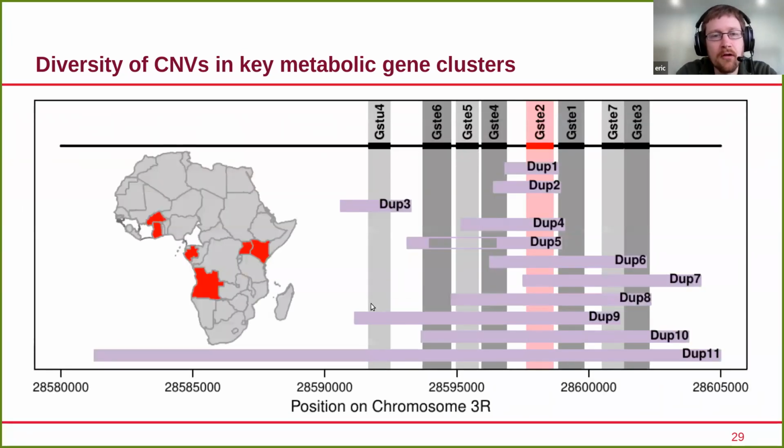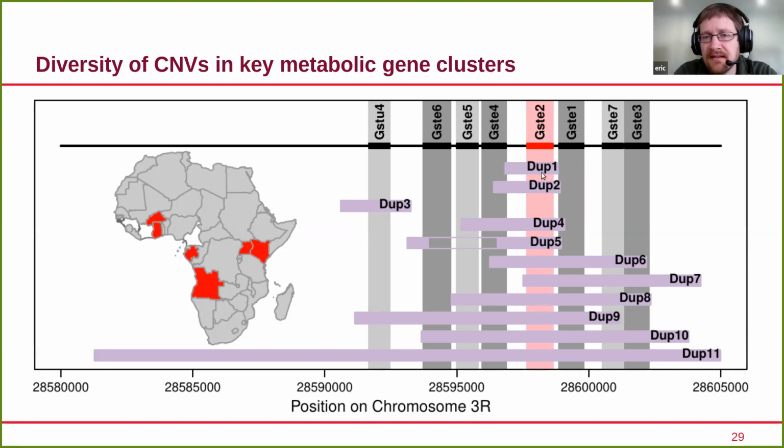And what we found was that there were a lot of CNVs, and again, they were concentrated on the genes involved in metabolic resistance. So this is the cluster of GSTE genes, and we found 11 separate CNVs, which we call DUP1 all the way through to DUP11. Each row here is one of the different CNVs that we found, showing you where it starts and where it ends. So the region covered by this bar is the region that's duplicated by the CNV we've called DUP1. And the gene in this cluster that is really strongly associated with insecticide resistance in the literature is GST2, which I've highlighted in red.